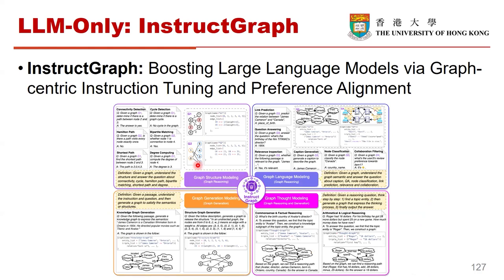And another work I'd like to talk about is InstructGraph, boosting large language models via graph instruction tuning and preference alignment. In this work, they introduced four groups of graph-centric reasoning and generation tasks. The first is graph structure modeling, the second is graph language modeling, the third is graph generation modeling, and the fourth is graph thought modeling. I will introduce more about the four groups of generative graph learning tasks later.